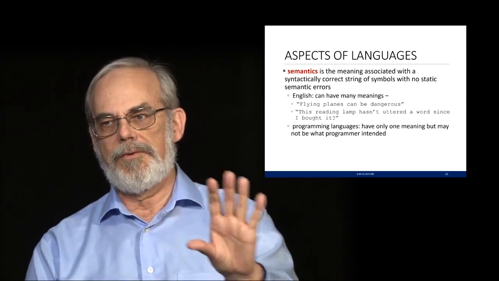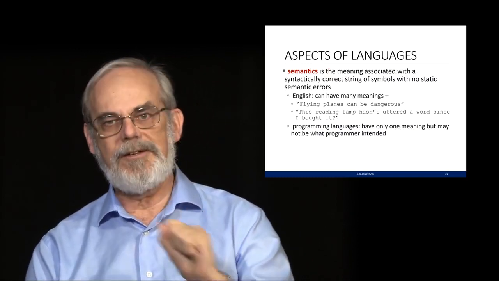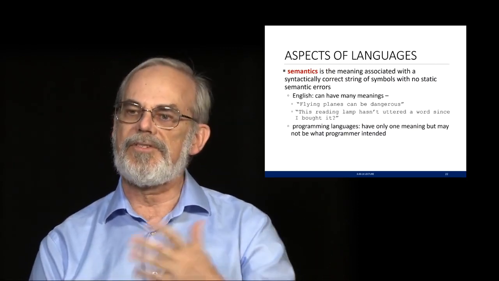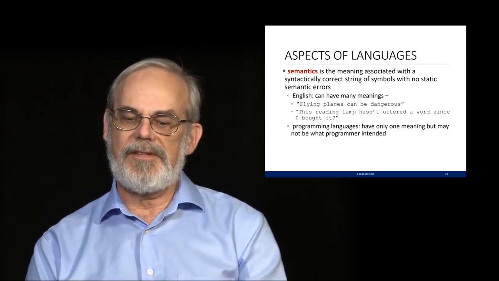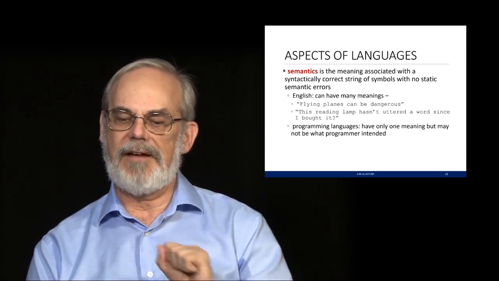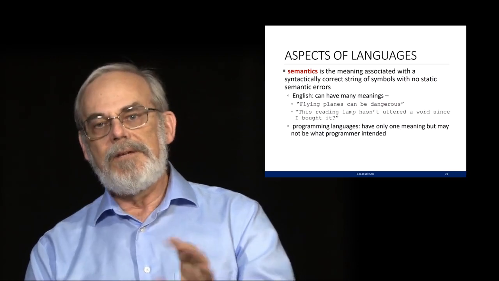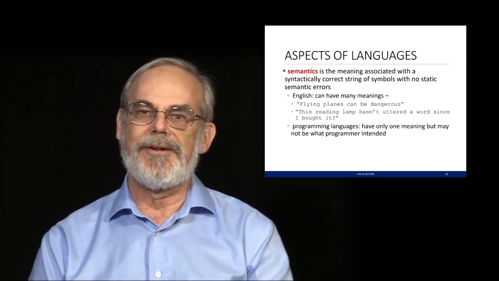Once we have both syntactically correct and static semantically correct expressions, we want to then know what's the meaning associated with them, and we're going to start building this up. Semantics then is the meaning associated with that syntactically correct string of symbols with no semantic errors. Even here there can be some wonderful nuances.